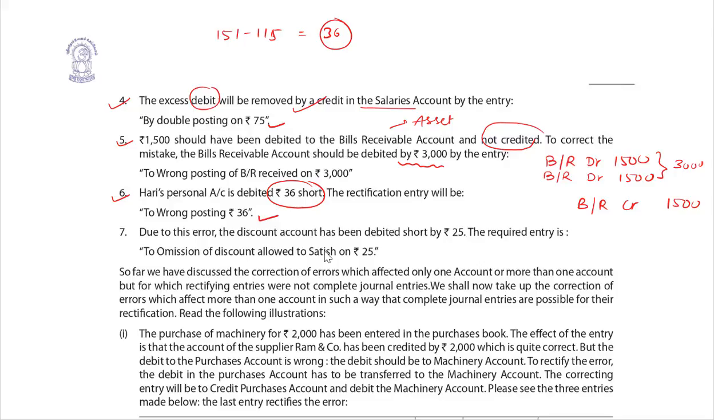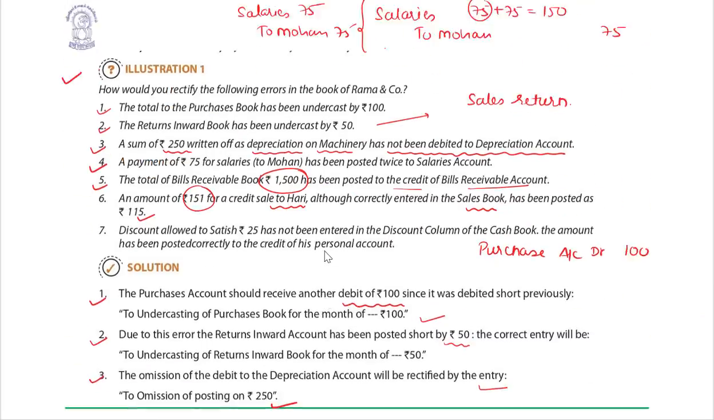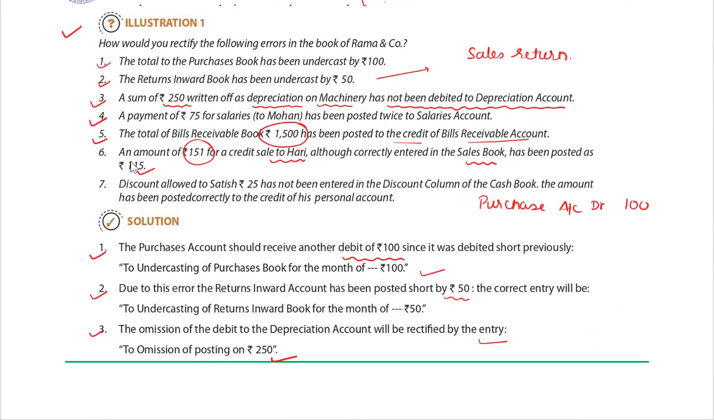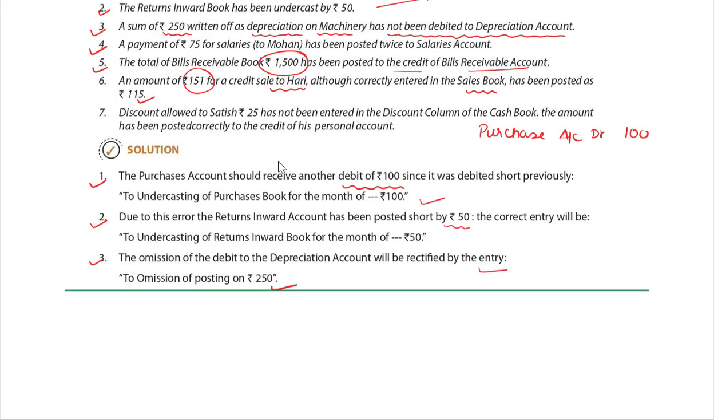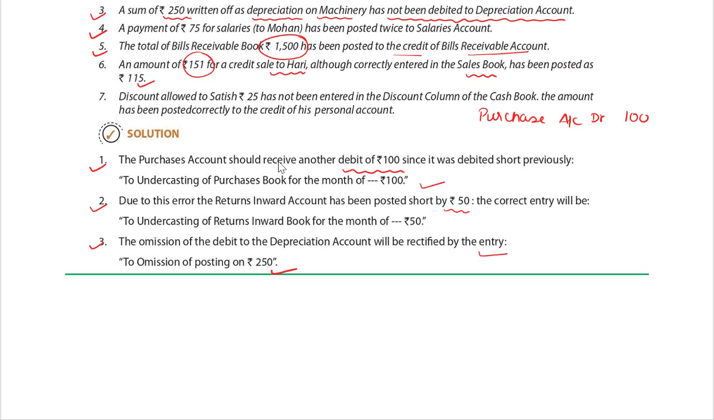Sixth one. Just see it again. An amount of 151 for credit sale to Hari. If you made a credit sale to Hari, what entry will you make? Hari to sales.